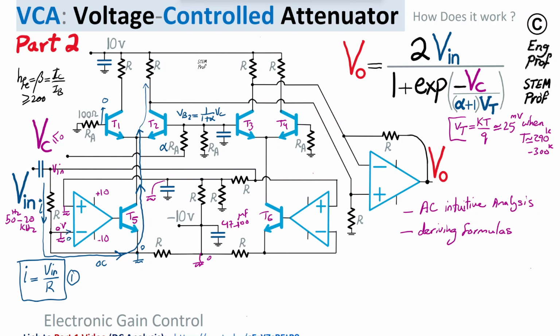At some point, when VC is negative enough, it will turn VB2 negative enough to turn off T2. At that point, the whole AC current will go effectively to the left branch of this differential pair. Okay, so with that intuition in mind, let's focus on this op-amp.